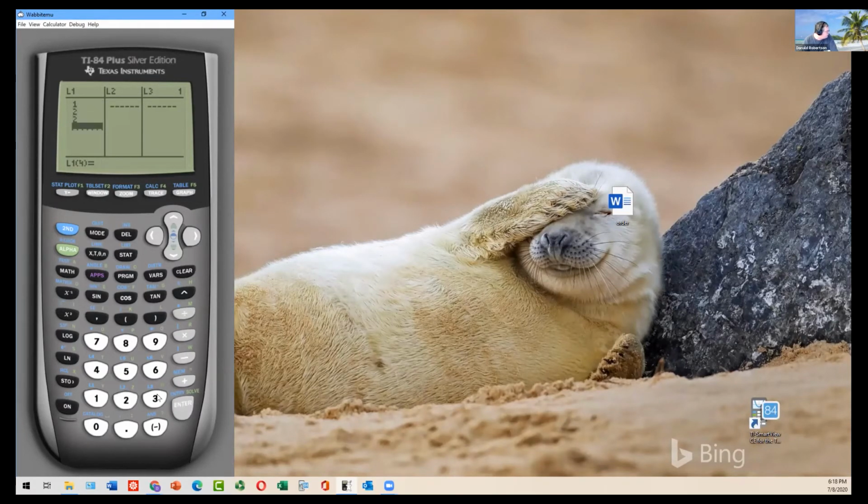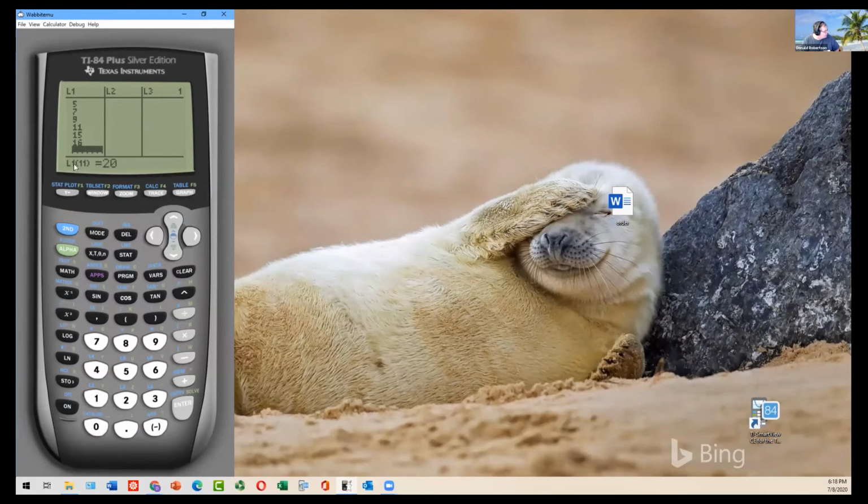a 3, a 5, a 7, a 9, an 11, a 15, a 16 and a 20. Now, I'm pointing at the screen, you can't see me pointing.